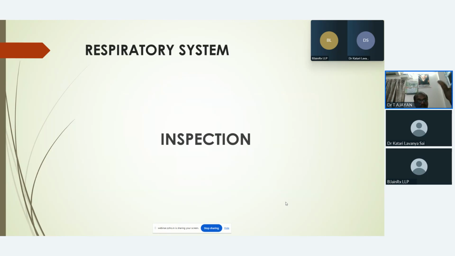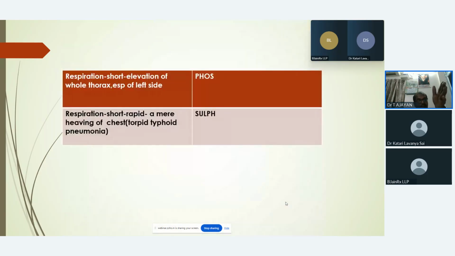Previously I was highlighting the cardiovascular system. Now I would like to highlight the respiratory system. But only 10 to 20 minutes of time remain. Therefore, I am shifting to another area. In the respiratory system also, there is inspection, palpation, percussion, and auscultation. A number of rubrics are there in our repertory.